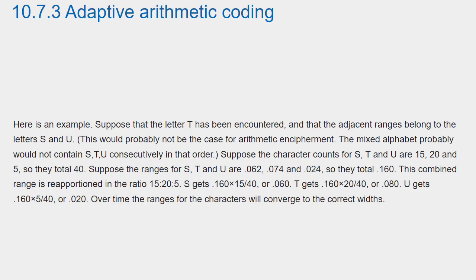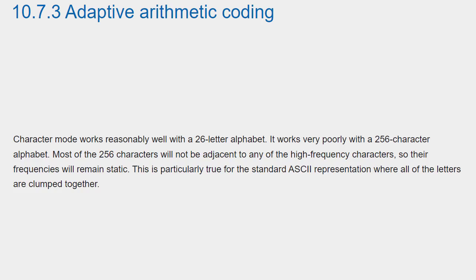S gets 0.160 times 15 over 40, or 0.060. T gets 0.160 times 20 over 40, or 0.080. U gets 0.160 times 5 over 40, or 0.020. Over time, the ranges for the characters will converge to the correct widths. Character mode works reasonably well with a 26-letter alphabet. It works very poorly with a 256-character alphabet.